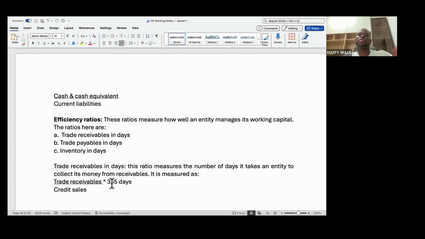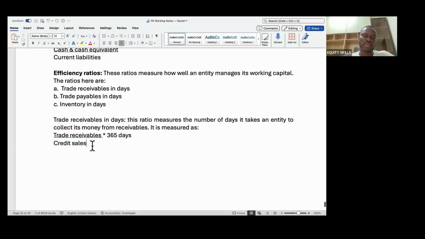The credit sales here, you don't necessarily have to start calculating credit sales. You can simply use the sales given in the question directly. You don't have to start stressing yourself about credit sales. And of course, the lower this ratio, the better. You want to collect your money very fast from your debtors.